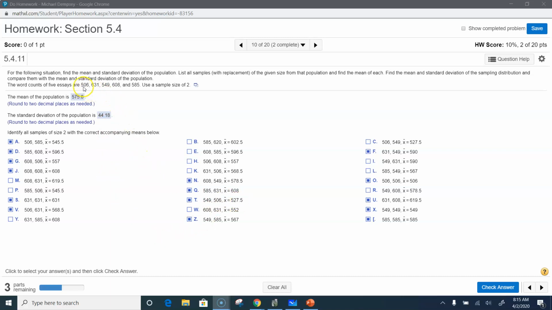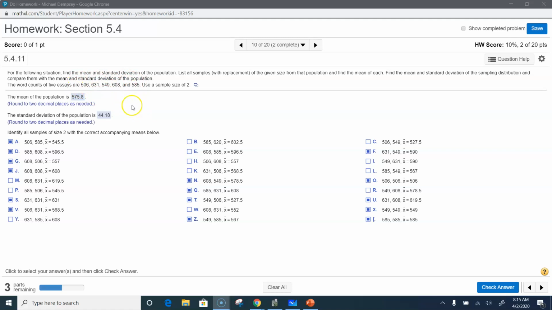Then I went 506 plus 608, divided by 2, and so on. 506 plus 585, divide by 2. Now I'm done with 506. He's not going to be invited to the party anymore. I take 631 plus 549, divide those two by 2, and find it down here. 631 plus 608, divide by 2. Seems like a lot, but there's only 10. Okay, it's only going to be 10 numbers that I find.